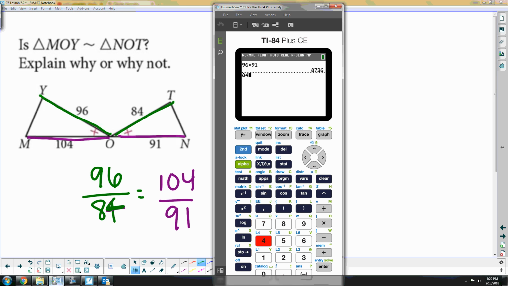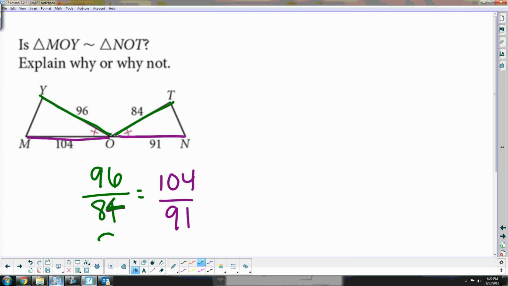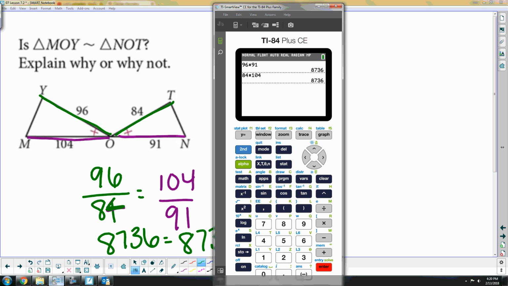So 84 times 104 is 8736. So 8736 equals 8736. So yes, they are congruent. Or you could do it the other way. You could look at those ratios as fractions.